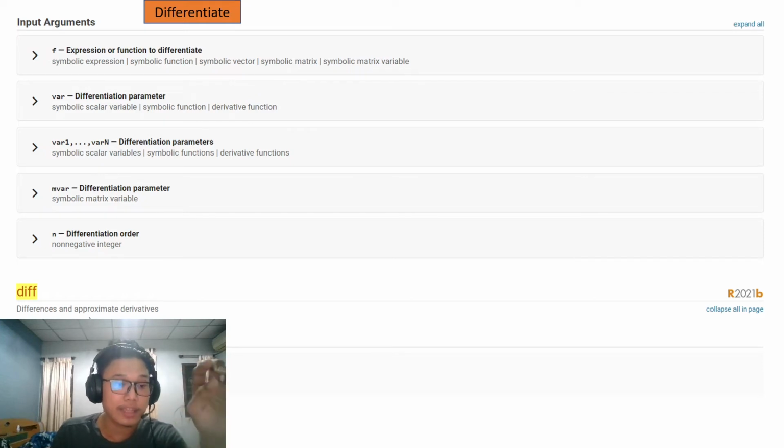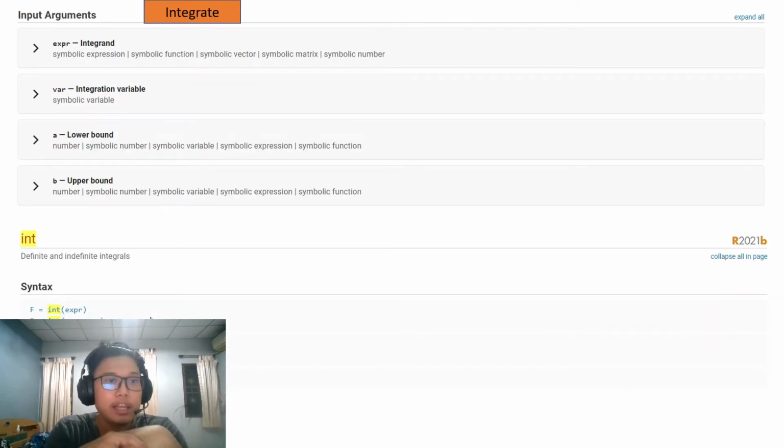For the syntax, we only have three forms. One is diff of x, another is diff of x with the differentiation order, and diff of x with the dimension. And this one is for integration. Integration needs the expression or integrand, the integration variable, and the lower bound and the upper limit.